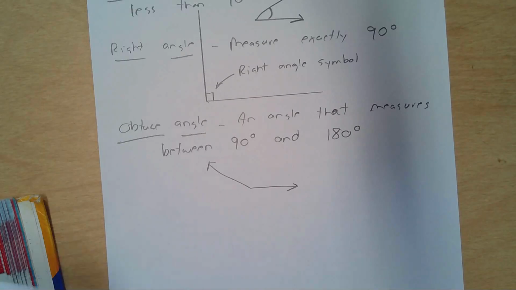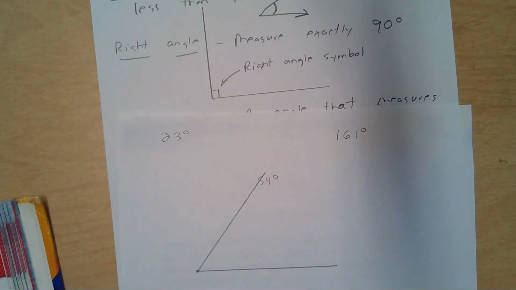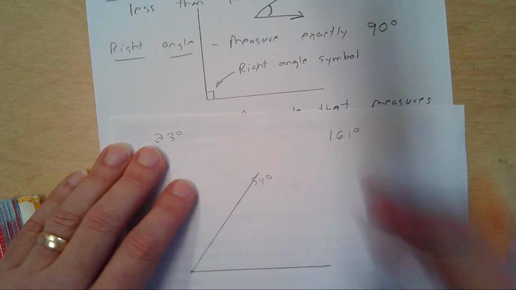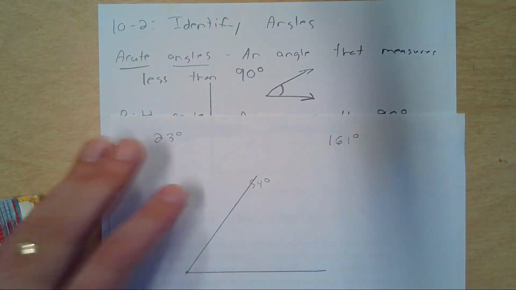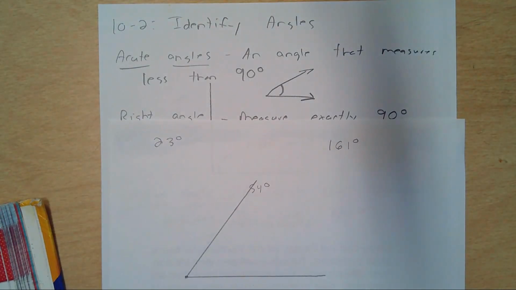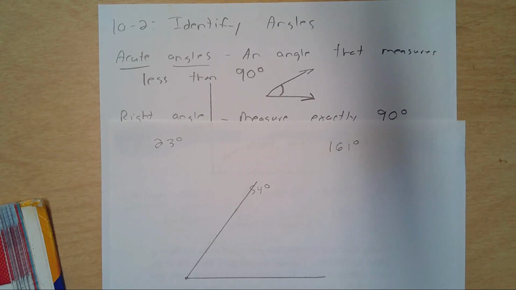When I had you draw your two angles out here, your 23-degree angle should have been an acute angle. It should look similar somewhat to that there, where we know 90 degree is perfectly up and down, so we know the acute has to be smaller than that.